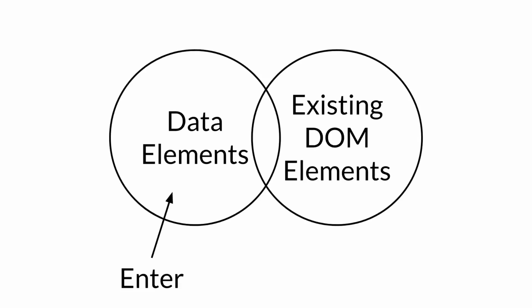To handle this case, we need to use the update selection. The update selection is also called a data join. When we apply a change to the update selection, it affects the existing DOM elements that have corresponding data elements. In our case, there's an existing DOM element for the eggs, and there's a corresponding data element with the new price. If we set the text on the update selection, then the updated price of the eggs will be shown.